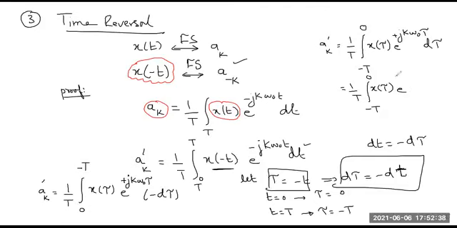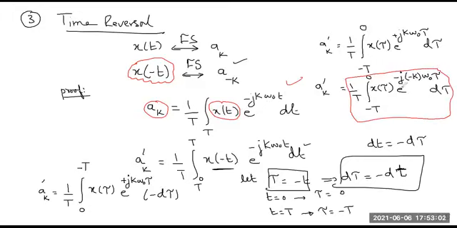So I can write this result as e to the power minus j minus k omega naught tau. Now, if you look at this expression, this is exactly the original expression. Of course, it doesn't matter if you represent the variable by t or tau. So x of tau and x of t, there is no difference. We just changed the variable.